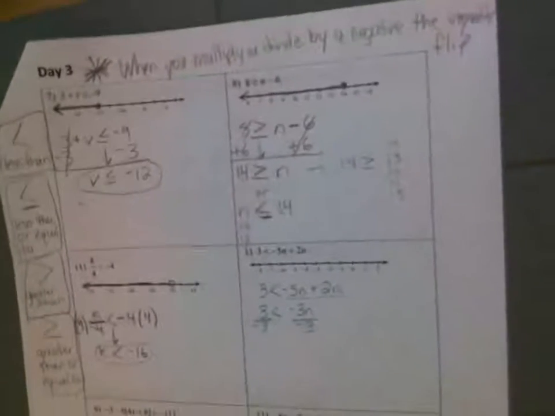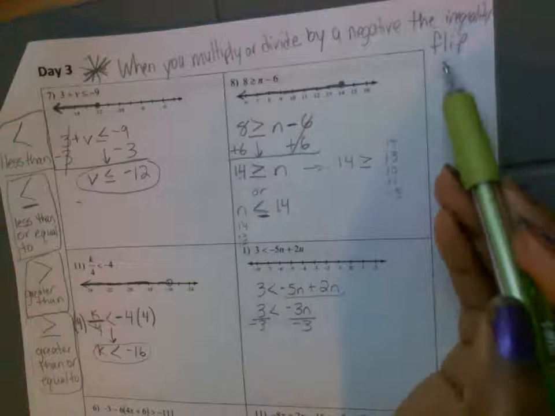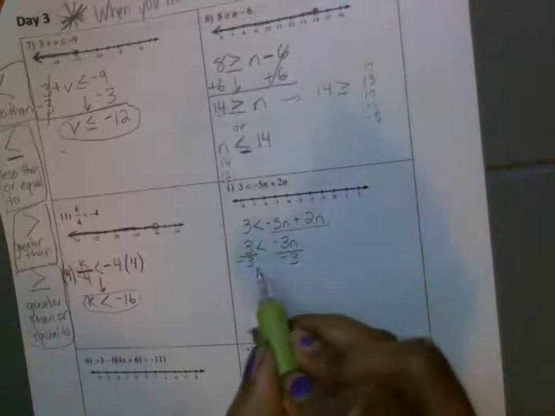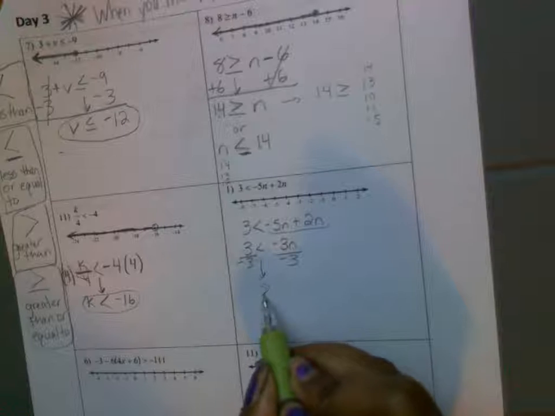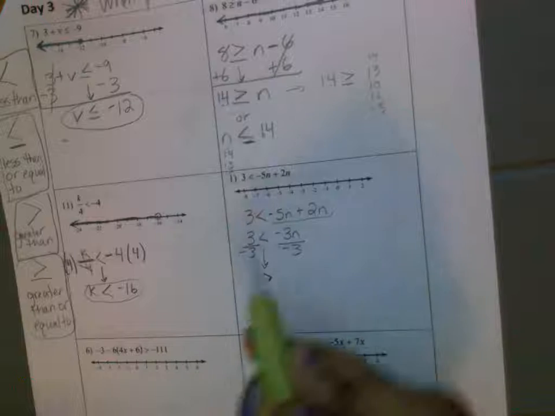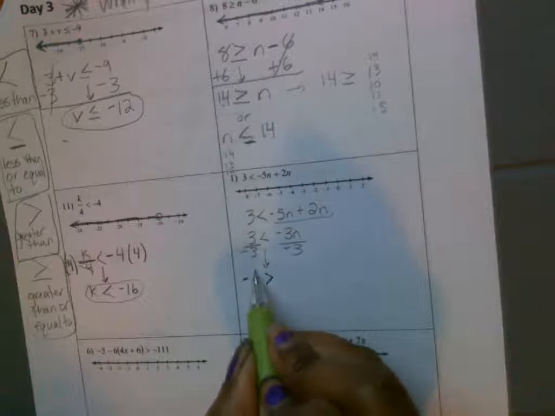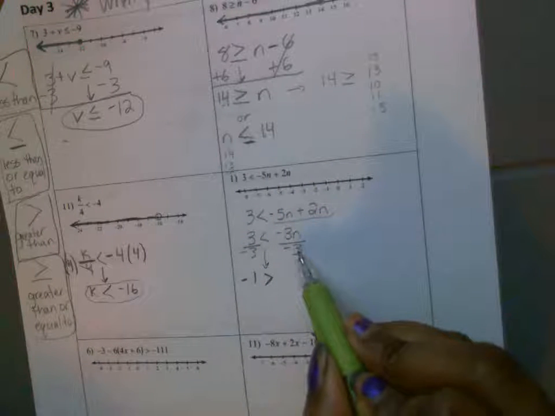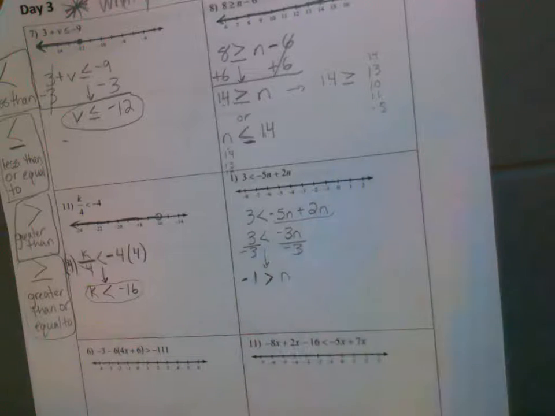Remember the asterisk that we wrote at the top? When you multiply or divide by a negative number, the inequality is going to flip. So that means this inequality is going to have to flip. Instead of it being less than, we're going to put the greater than here. Okay? So now on this side, 3 divided by negative 3 gives me a negative 1. And on this side, negative 3 divided by negative 3 is going to give me a positive 1n, or just n.